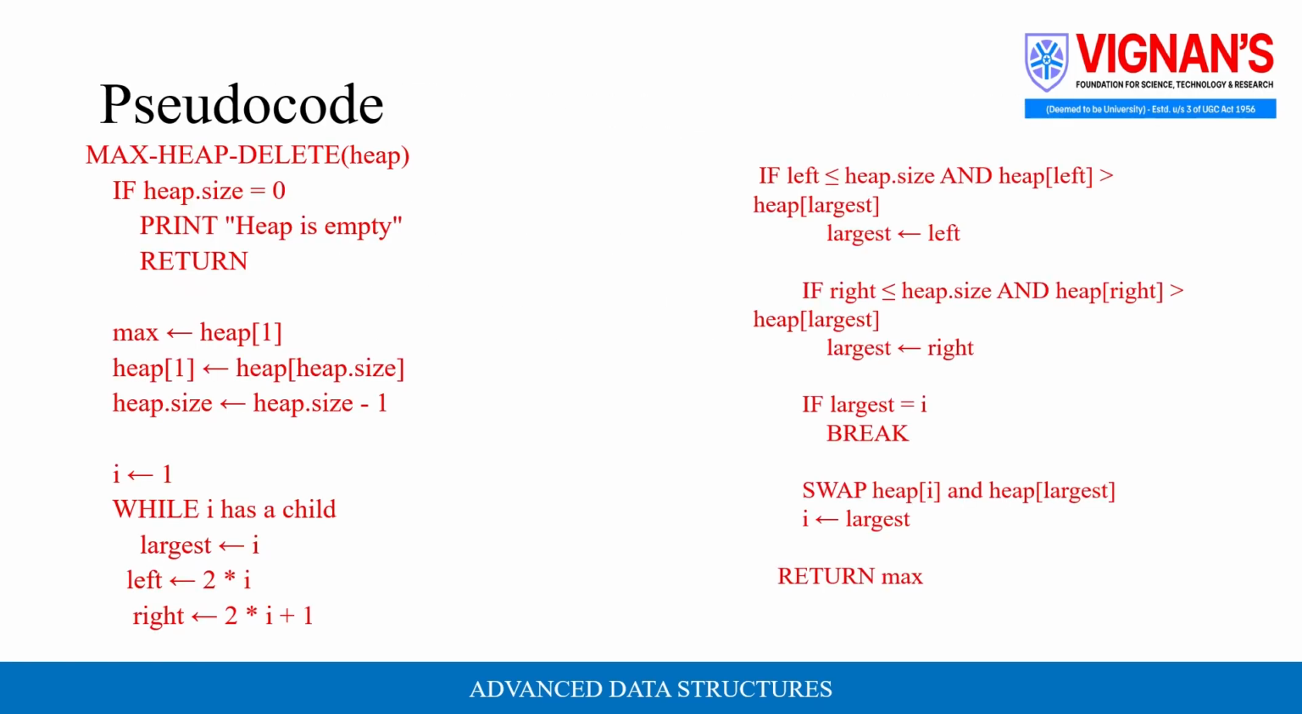First, we check whether the heap is empty. If the heap size is 0, we display a message saying heap is empty and stop the operation. If the heap is not empty, we store the root element, which is the maximum value, in a variable called max. Next, we replace the root element with the last element of the heap. After that, we reduce the heap size by 1, effectively removing the last element. Now, the max heap property may be violated. To restore it, we perform a process called heapify down or percolate down, starting from the root.